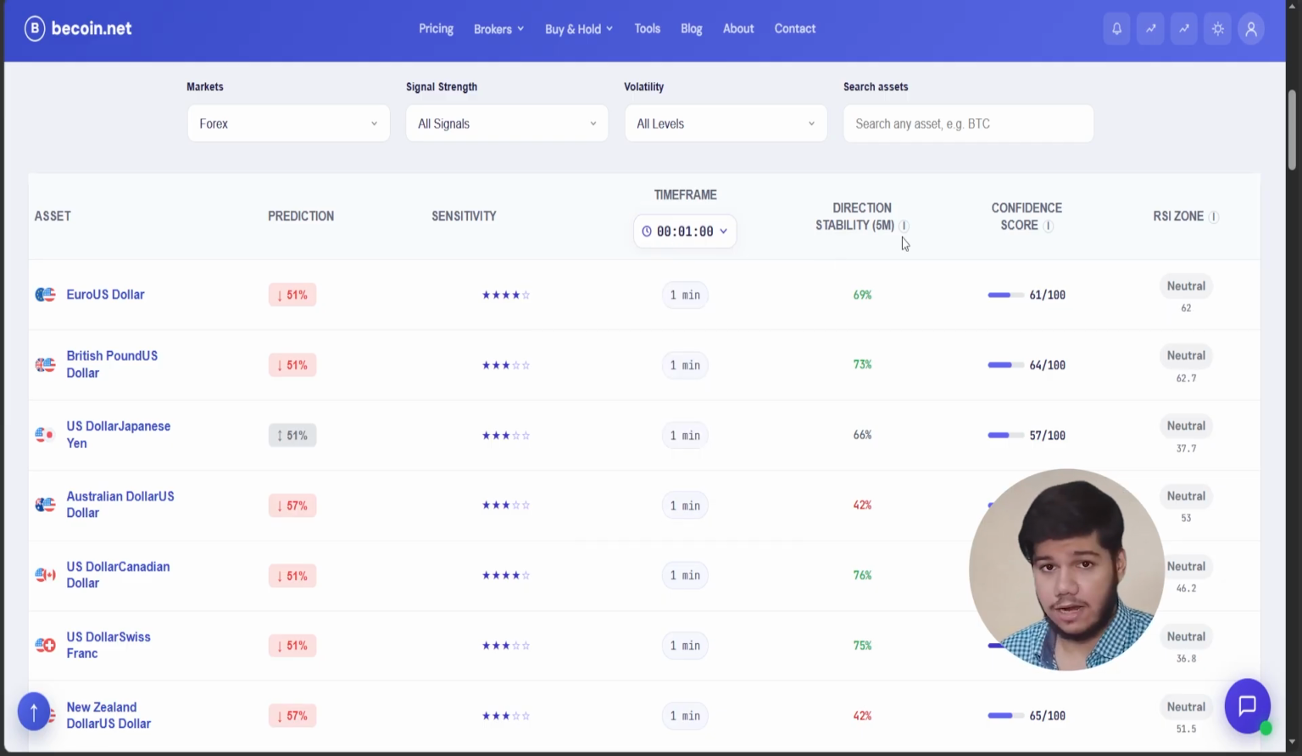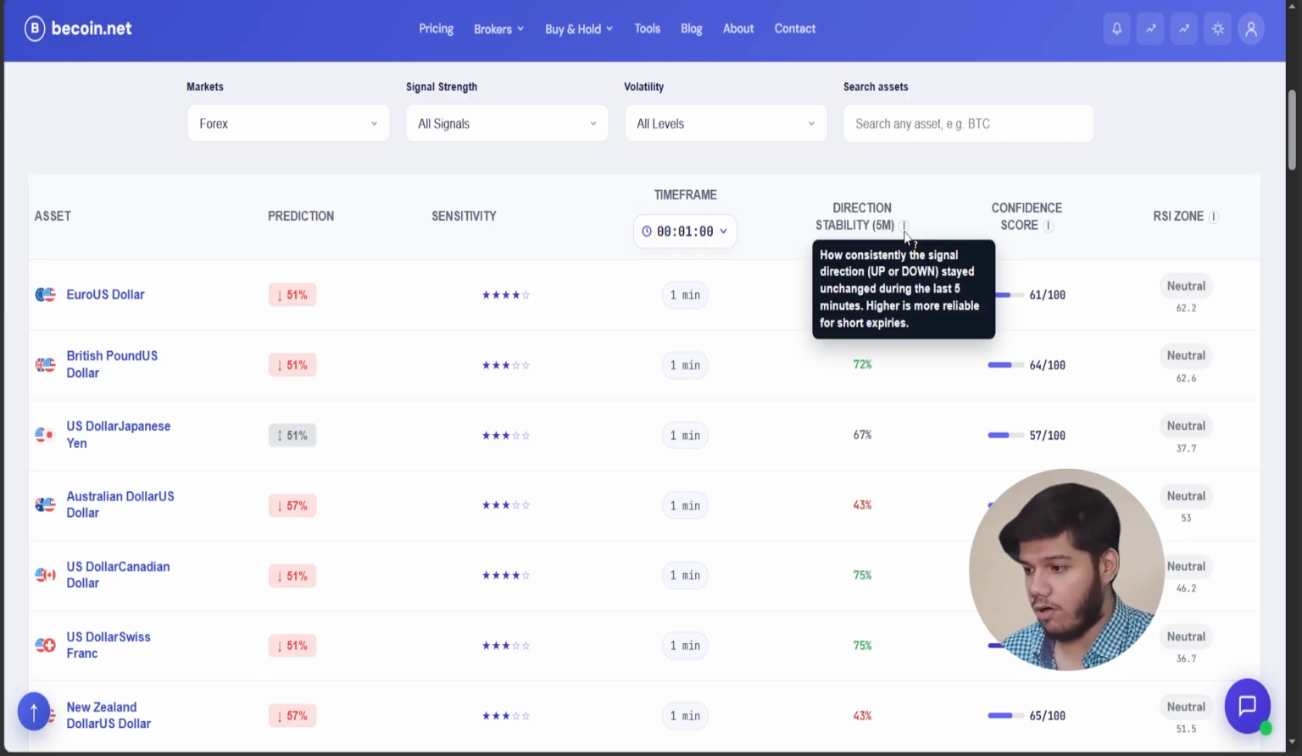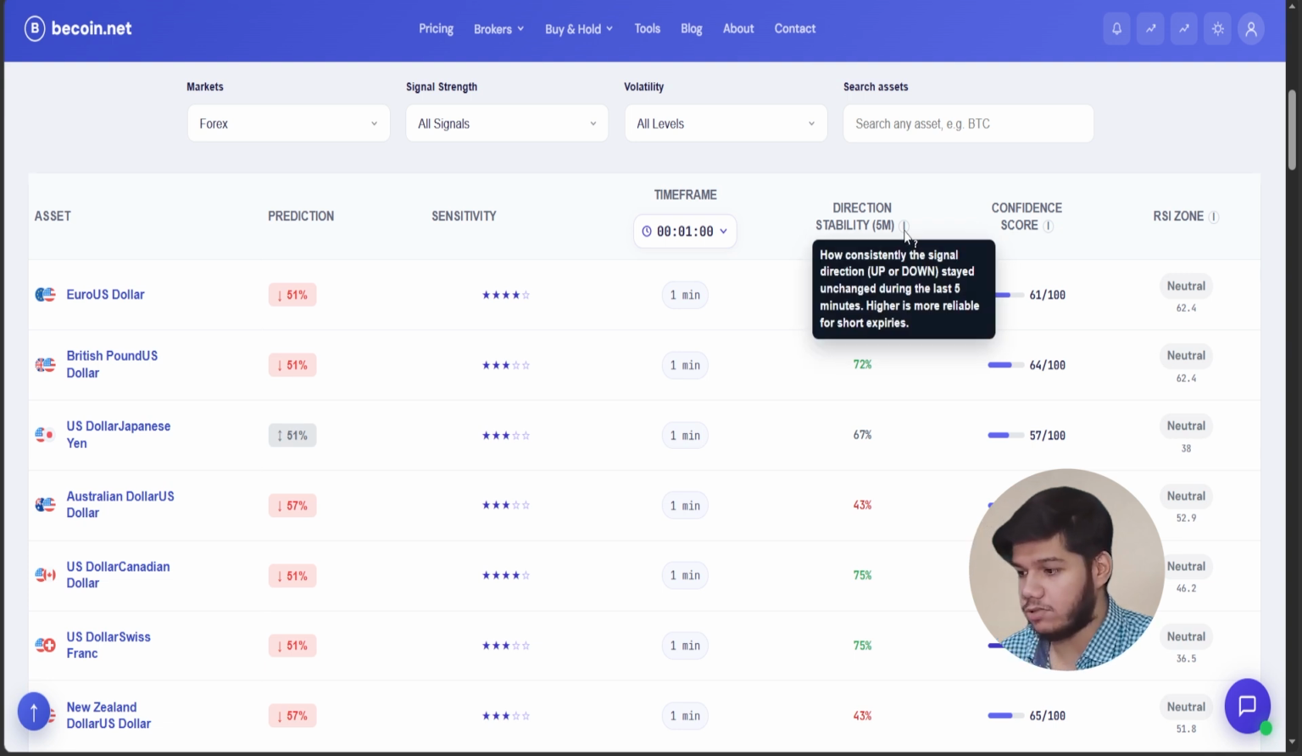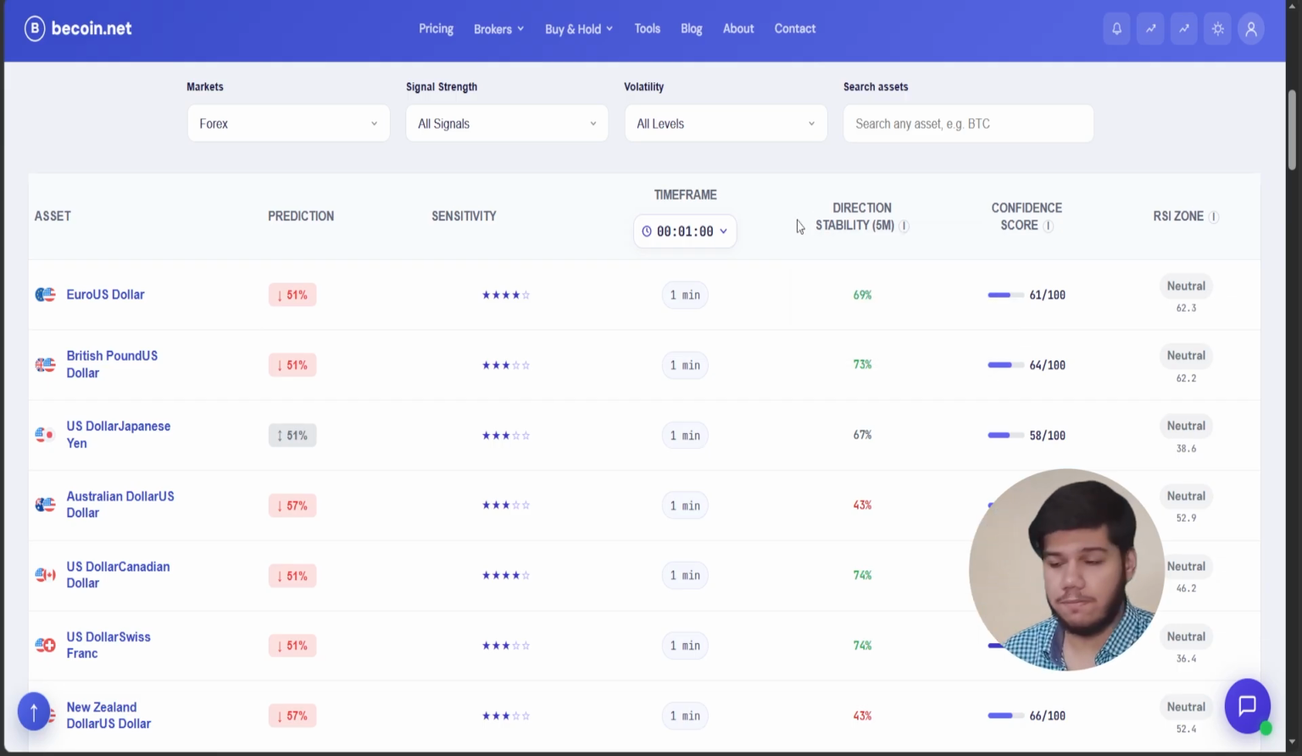Beside it, it's direction stability. So if we hover on the icon, it's written how consistently the signal direction up or down stayed unchanged during the last 5 minutes. Higher is more reliable for short expiries. So it simply means if the number is higher than 50%, it means that the signal has been unchanged since the last 5 minutes. So if it's above 50%, like 69% right here, it means that there are chances that this signal could be played much more cleanly than the other ones having a lower score than 50%.